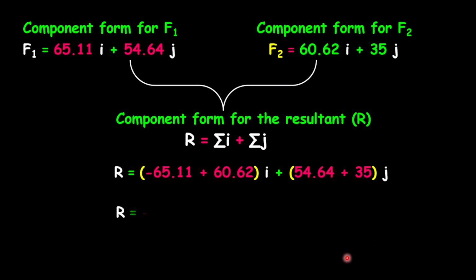All right, once we have this, what we should get here is negative 4.49 I plus 89.64 J. That's the result of that calculation. Now, what we're going to do with this is identify what is X and what is Y. In the negative X component, we have our 4.49, which is negative. You notice that. And for the Y component, we have 89.64. So think about this as a resultant vector now, a combination of both vectors.